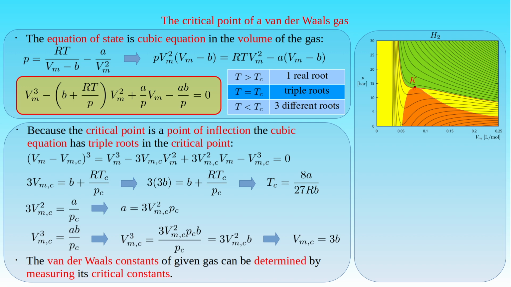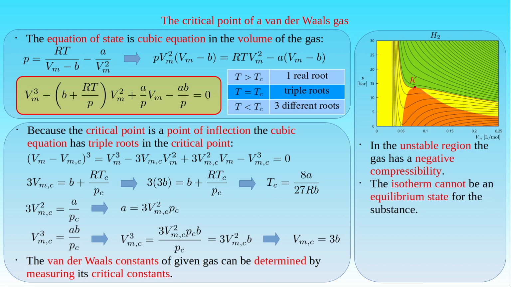Now we examine the class of the solutions to the cubic equation for which the temperature is less than the critical temperature. Since the equation has three different roots in the region indicated by the yellow and the orange areas, each isotherm has a point of inflection between a local minimum and a local maximum. This fact has already been established from the isotherms of hydrogen, oxygen and butane, and we also saw that minima and maxima of the isotherms enclose an unstable region indicated by the orange area in the diagram. In the unstable region the pressure increases with volume, that is, the gas has a negative compressibility. This means that any isotherm passing through this region cannot be an equilibrium state for the gas or the substance.